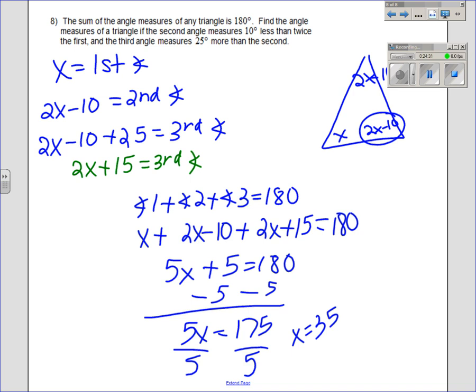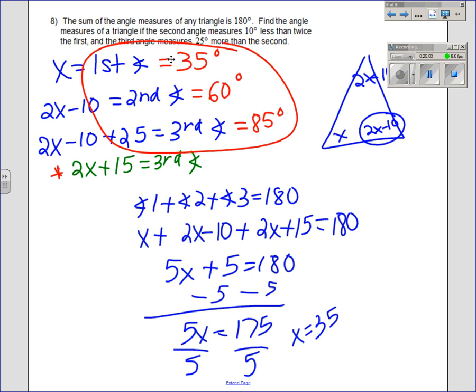Okay, so that means my first angle is 35 degrees. If I double that for 70 and subtract 10 from that, my second angle ends up being 60 degrees. My third angle, I'm going to look here really. My third angle is double the first plus 15. So that becomes 70 plus 15, or my third angle is 85 degrees. And then here's my final answer.